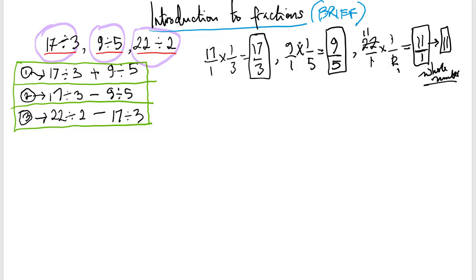So that's it. So this is a fraction. And this is a fraction. So in fractions, you have, let's say, a over b. A is called the numerator, while b is called the denominator.